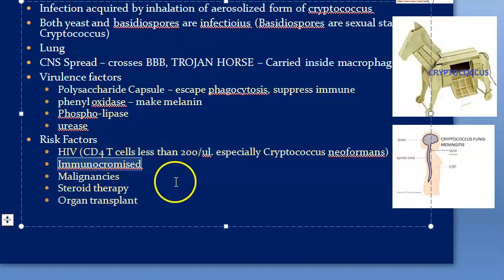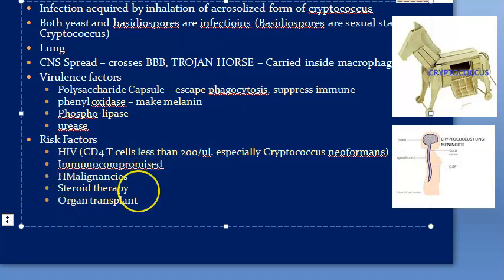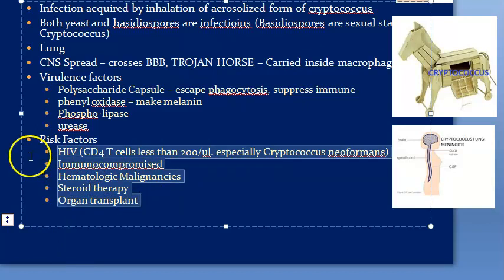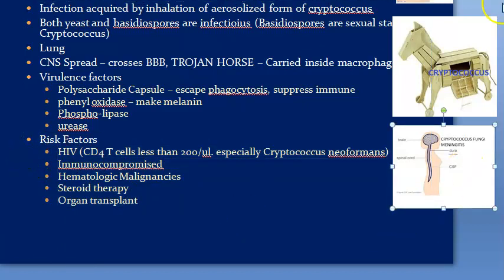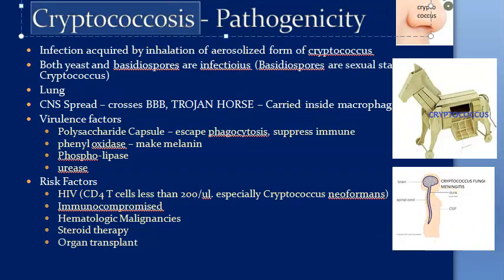So in immunocompromised people, there is a risk factor. If people have malignancies, especially hematologic malignancies, if they are organ transplant recipients, or if they are on steroid therapy, then these people are at risk to get a cryptococcal infection. They are at risk to get cryptococcosis. Is this clear now? Shall we move on?